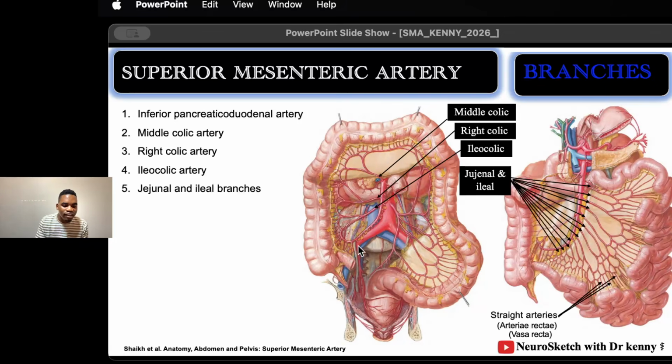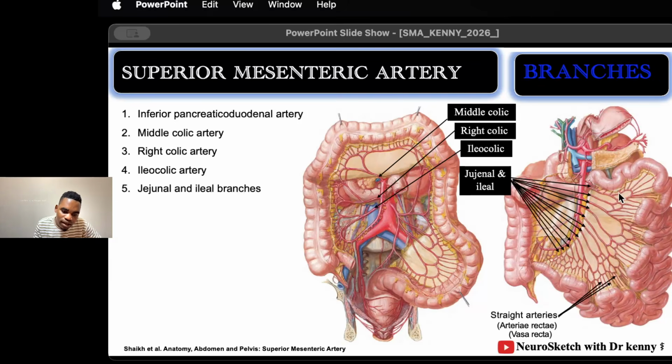On the left side, we have a number of branches, maybe 12 to 15 branches, that are coming from the superior mesenteric artery to supply the ileum and the jejunum, and these are called the jejunal branches and the ileal branches. A lot of them are going to supply the small intestine. And then these branches are forming something like arcades, like an arch, and from the arch we have the arteries that are radiating.